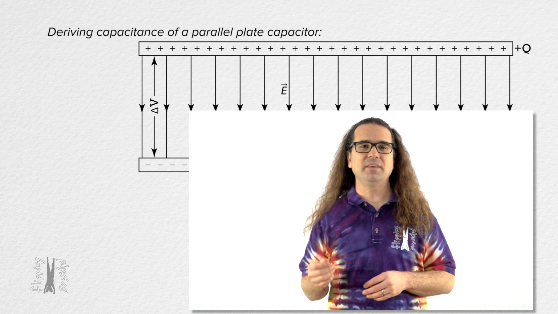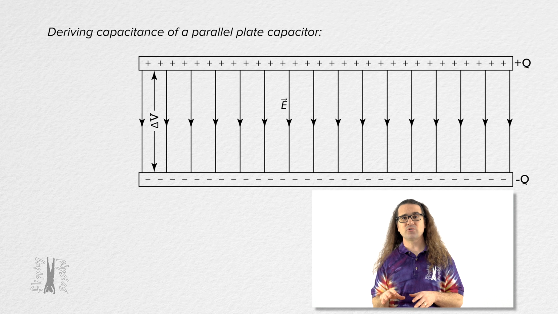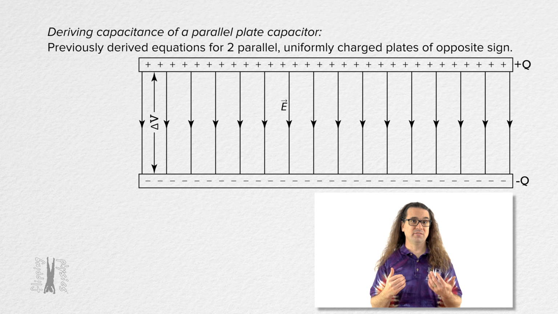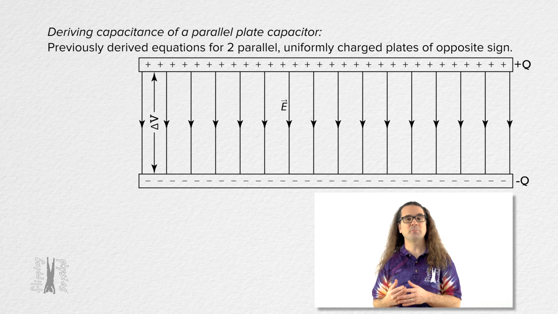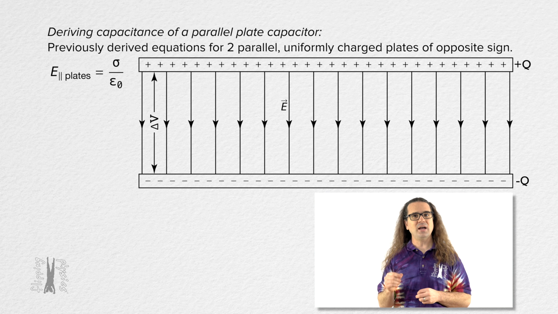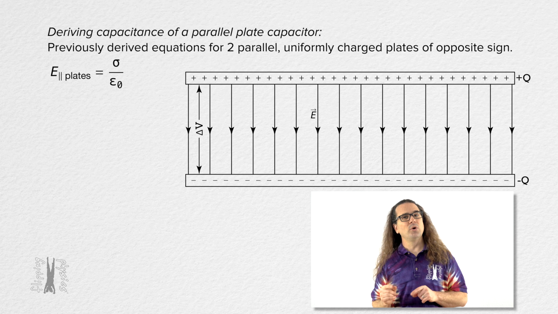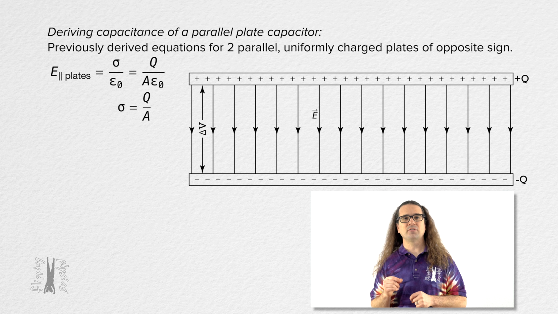Okay, now let's derive the equation for the capacitance of a parallel plate capacitor. We have actually already derived two equations for two parallel infinitely large charged plates with equal magnitude but opposite sign. The first is that the electric field between the two plates is constant and has a value equal to the magnitude of the surface charge density on one of the plates divided by the electric permittivity of free space. Now, we know surface charge density equals the magnitude of the charge on one of the plates divided by the area of one of the plates.